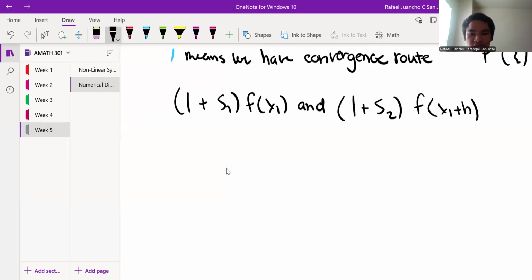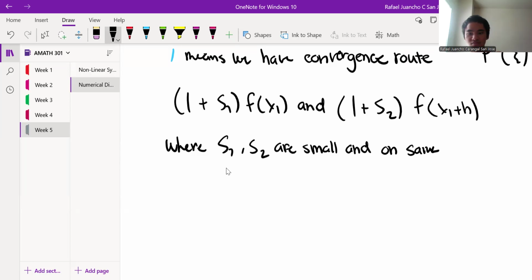I'm going to explain what S1 and S2 are. S1 and S2, they are small and on the same order of magnitude. But we don't know their value. They are numbers though. So here we say that S1 and S2 are small and on the same magnitude, right? But we don't know its value.